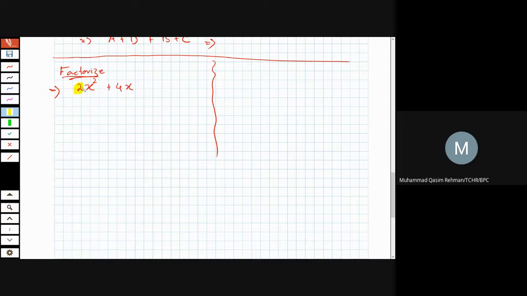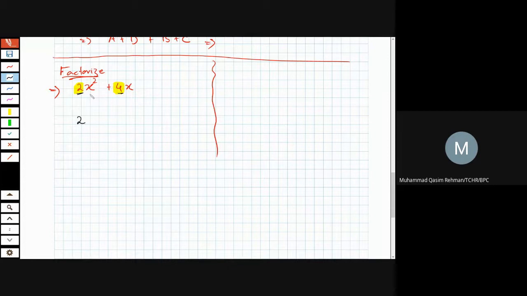Focus on the numbers. So I have 2, and then I have a number 4. Now I have to think of the largest possible number which can be divided on both. So 2 is a number which can be divided on both the numbers. Okay, that's the largest possible number. So I'll take 2 as common.